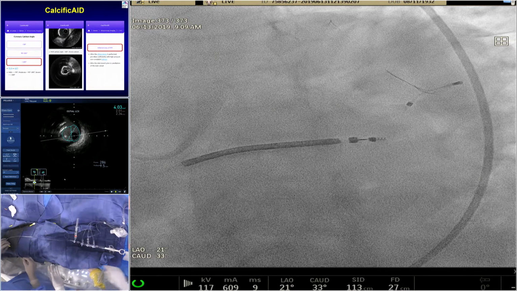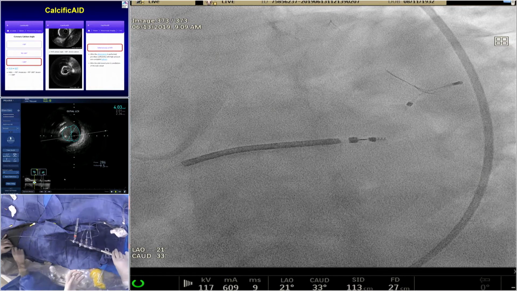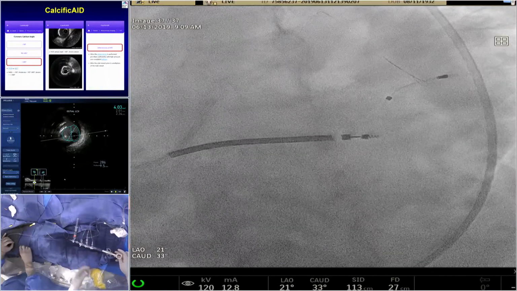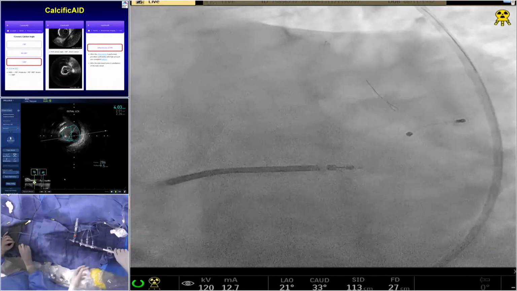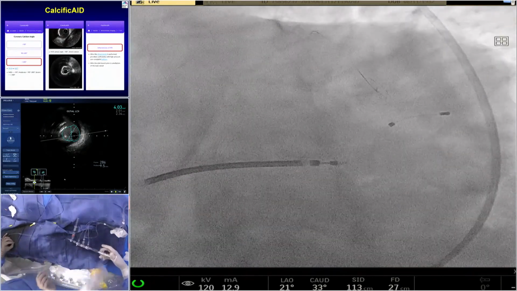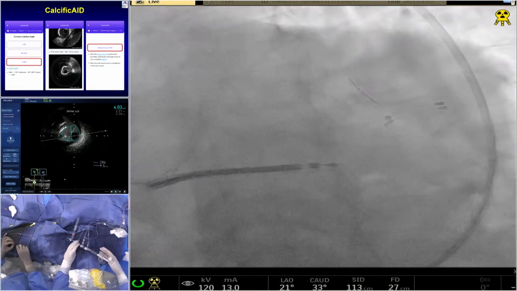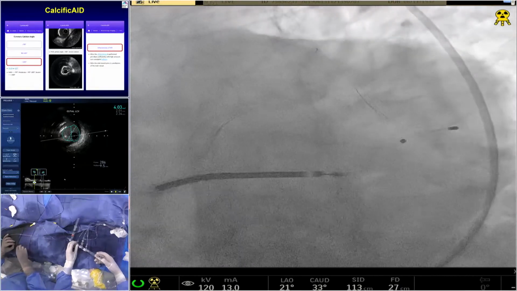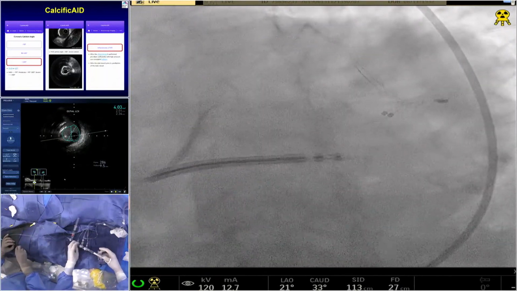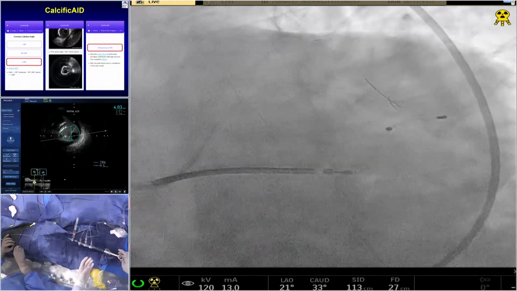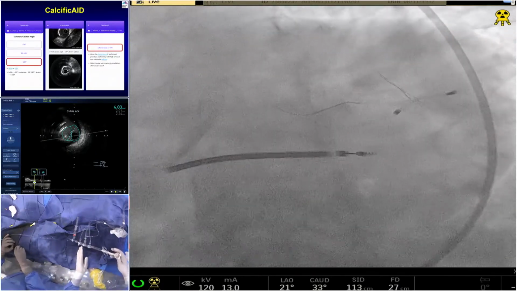When you are predilating a calcific lesion, even if you have done atherectomy, the balloon size should be 1:1 of the vessel size, so it will be an NC balloon, 1:1 vessel size, and your dilation pressure has to be 18 to 20, so we know the vessel has really opened up, the lesion has really opened up.